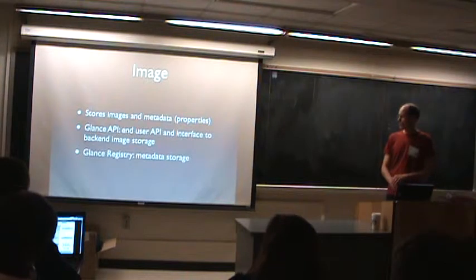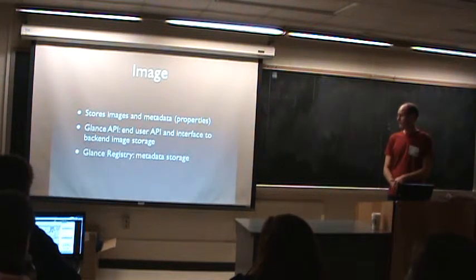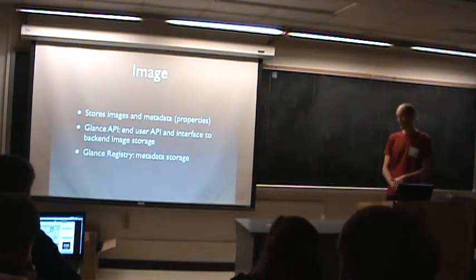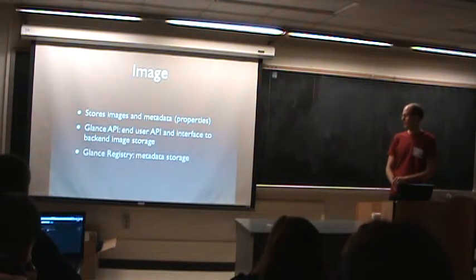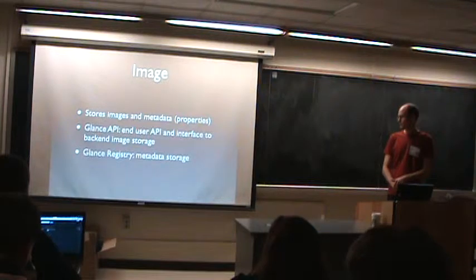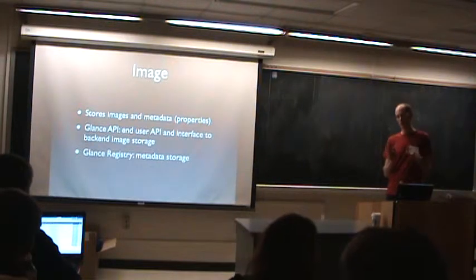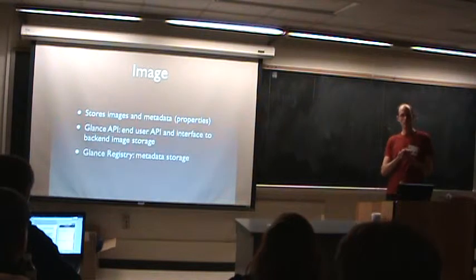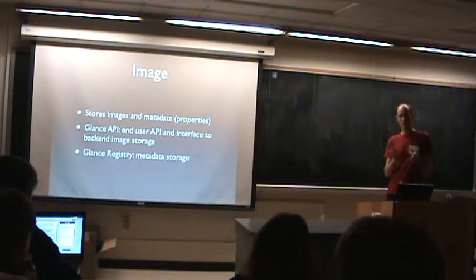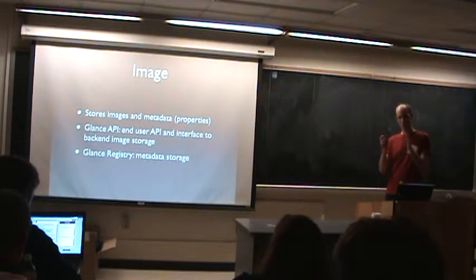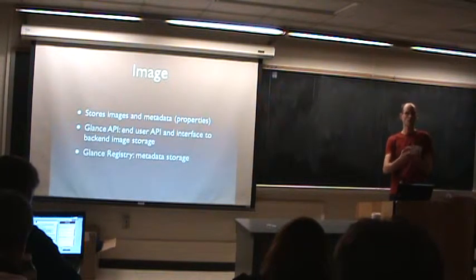So the image service in OpenStack, which is Glance, is used to store images and metadata about those images. And the Glance API is currently exposed through Nova. So when you hit /images in OpenStack, via the OpenStack API, you're actually hitting Nova, and then it talks to Glance behind the scenes.